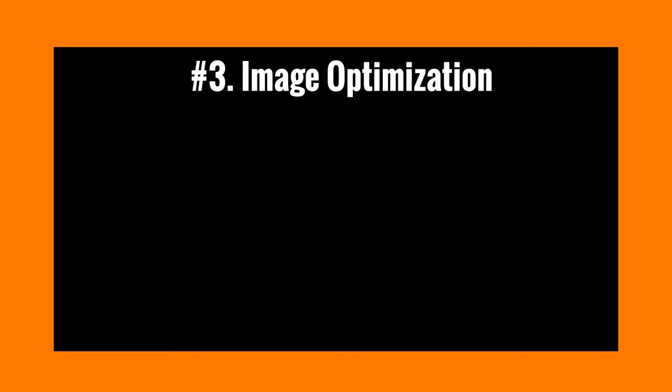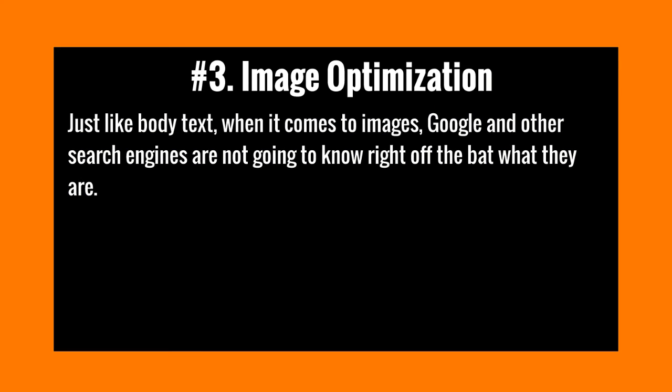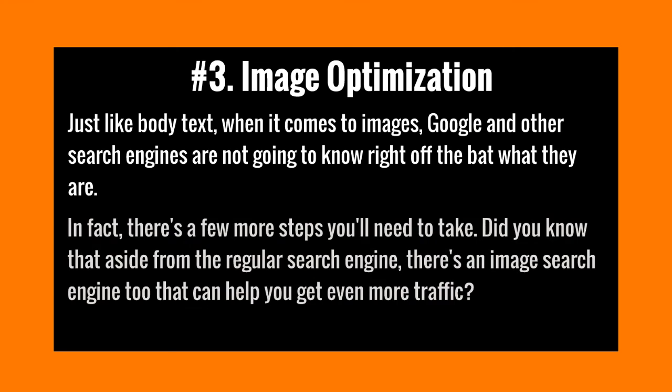Number three, we got image optimization. What this means is making your images more search engine friendly. So just like body text, when it comes to images, Google and other search engines are not going to know right off the bat what they are. So you need to do your best to help them figure out what the images are all about. Now, there are ways that Google will figure out eventually what your images are all about. So don't try to game the system.